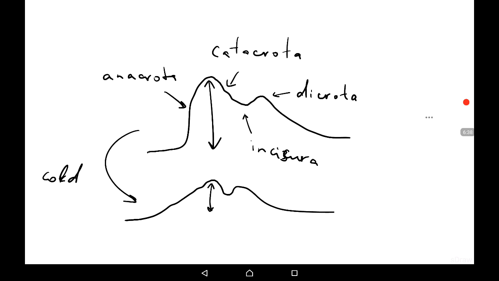So the amplitude decreases and the duration of anacrota increases. So this type of rheogram reflects the increase of the vascular tone. So this method is used for diagnostic of the blood vessels. Another method that is widely used is based on the ultrasound method, and it uses the Doppler effect, and it may be a good source of information about the direction and the intensity of the blood flow in the blood vessels with the different lumen.